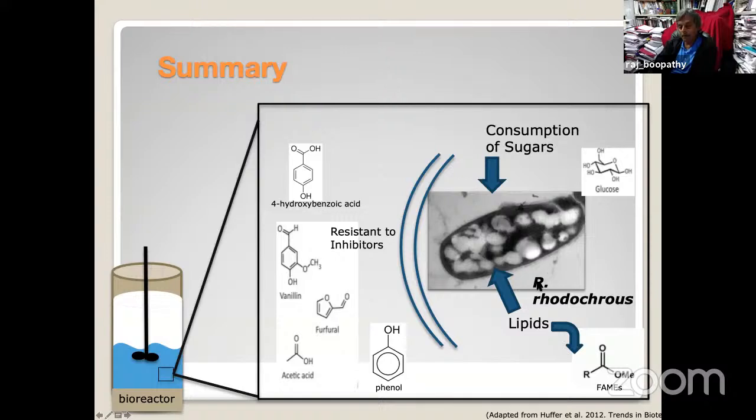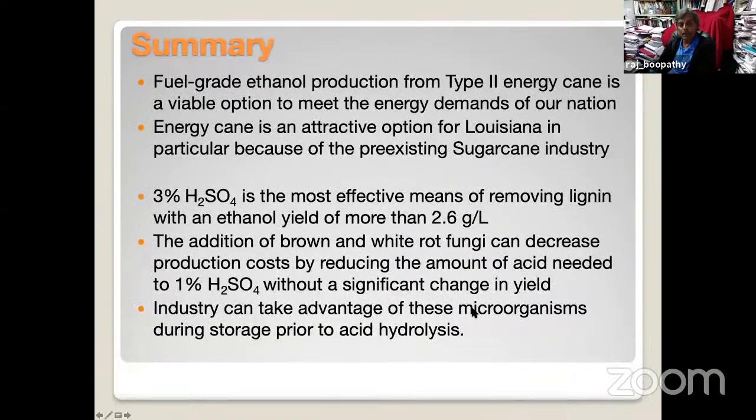And this work was done by my former graduate student, Sarah Shield-Menard, for her PhD work at Mississippi State University. So I stole her slides to show you what could be done with lignin, which is the main waste product in lignocellulosic ethanol production. So just to summarize what we talked about, you can make fuel grade ethanol from energy cane that I showed you, which is one of the major crops in Louisiana. We reduced the cost of processing by reducing sulfuric acid use from 3% sulfuric acid pretreatment to 1% sulfuric acid by adding fungus. The idea here is when you harvest sugarcane, you store them. During storage, you use the fungi. So the pretreatment can be reduced using this technology.